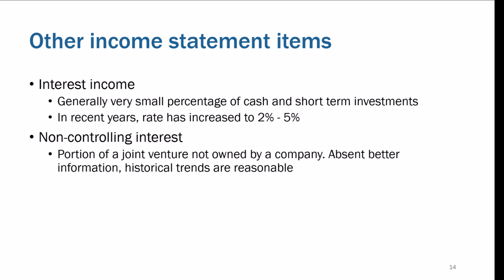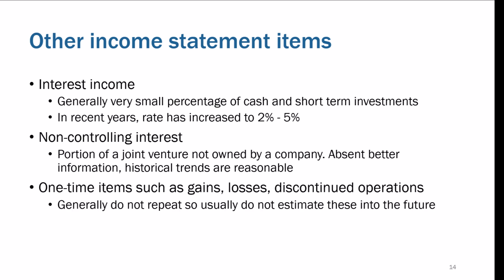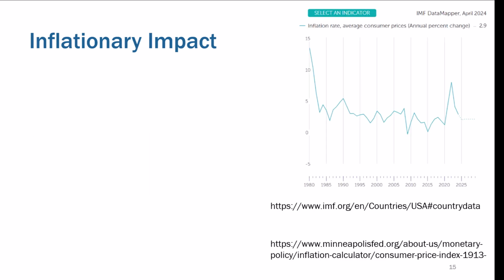Non-controlling interest is really going to be beyond the scope of where we're trying to get today. This is a portion of a joint venture that is not owned by the company, and absent better information, just use historical trends. If there are one-time items, gains, losses, or discontinued operations, we generally are going to assume that they don't repeat, so we're not going to estimate them into the future.